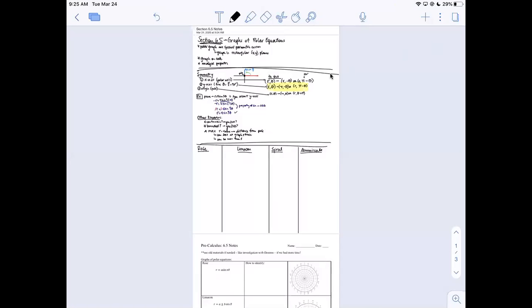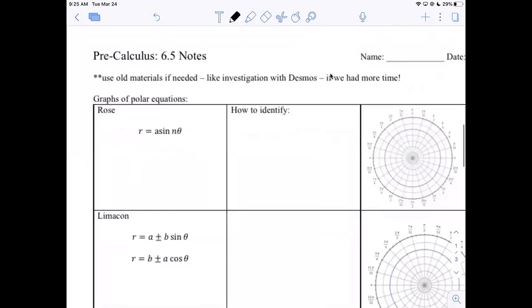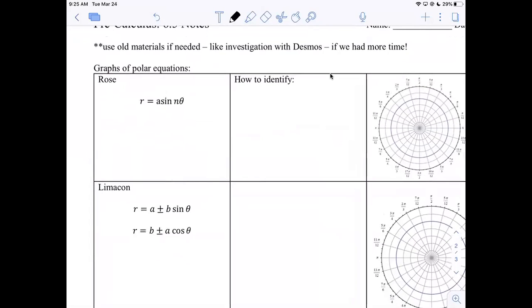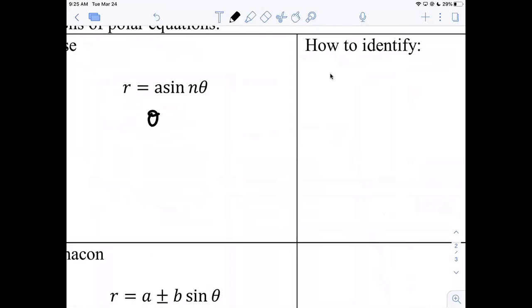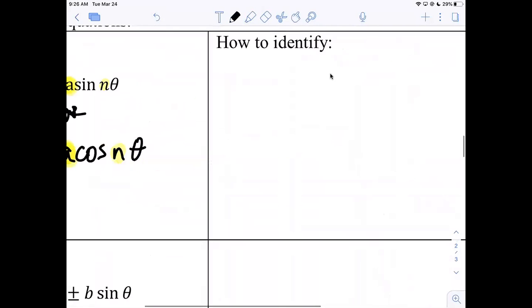So the first one is the rose curve, and it either looks like r equals a number times sine n of theta, or it can be the same thing with cosine, r equals a cos n theta. Now recognize that n and a are both constants, so we're going to have numbers in those places. A refers to a distance. So A is like your distance away from the pole.